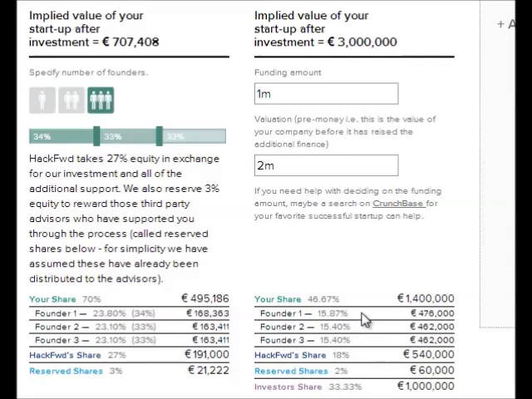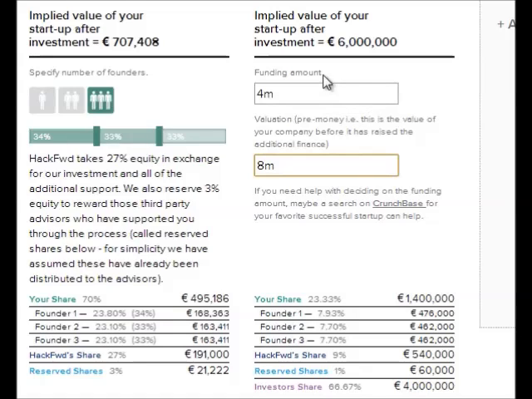So founder 1 goes down from 23% to 15%. And you can see the rest of it. The reserved shares, for example, have gone down now from 3% to 2%. But we can change this as well. We can say that the investment amount could be 4 million. And the pre-money valuation would, let's say, be 8 million. So this is an investment where the investor is taking 50% of the company.